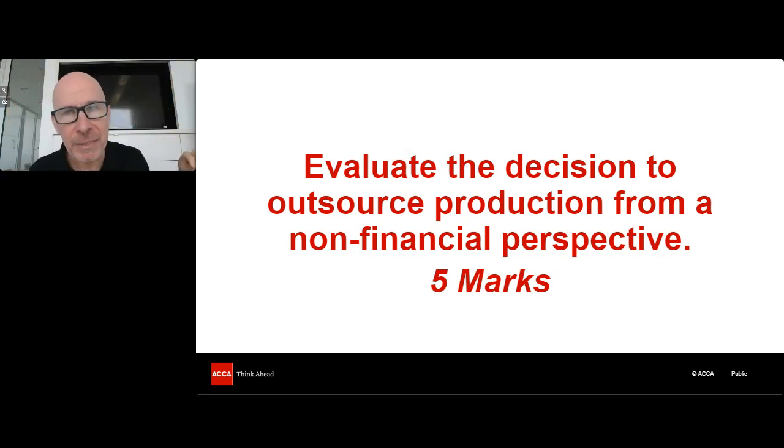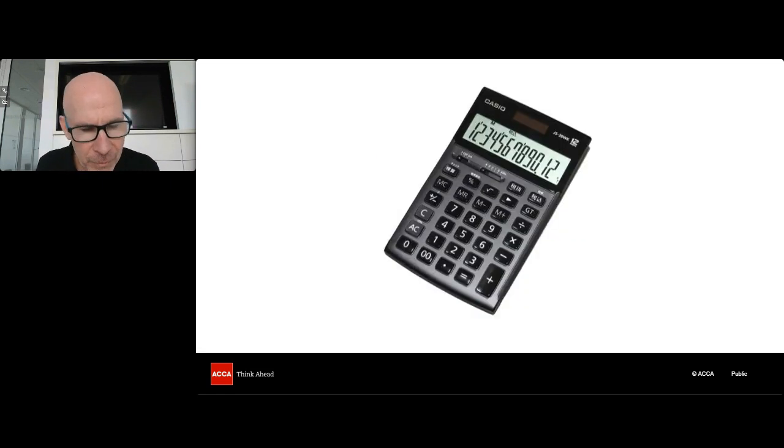So if you happen to see a requirement like this, evaluate a decision to outsource production from a non-financial perspective, 5 marks. Very important, you find a number of marks. 5 marks, 5 ideas. Remember, there's a human being at the other end of your exam looking for your ideas. You must communicate in a complete sentence, okay? No sentence fragments, no bullet point lists. Evaluate means express some kind of judgment. Is it good or bad? And you've got to use clues from the little story. So your calculator will not help you here.